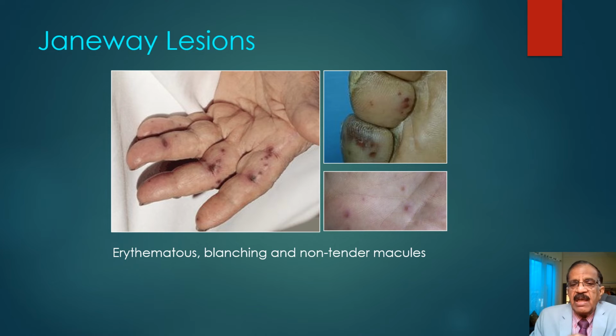Blanching means that when you press on them, they would disappear. That means that it is actually not free blood in the subcutaneous tissue. It is actually a dilated tuft of capillaries. That is why when you press, the blood disappears, and when you release the pressure, they come back. So these are called Janeway lesions, again after the name of the person who described them.